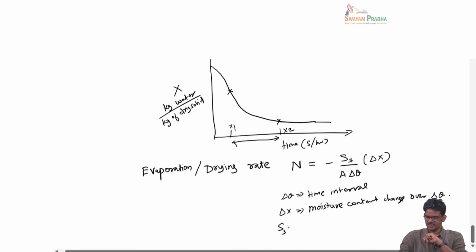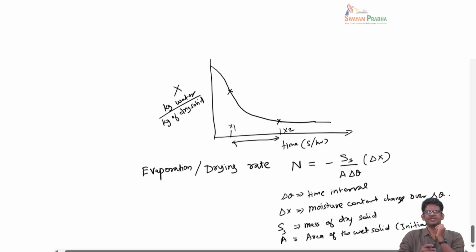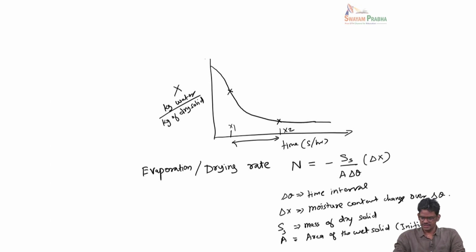and S here is the mass of dry solid, and A here is the area of the wet solid available initially before the drying happened. Whatever the amount of area, wet solid area that we have, that is taken as the area here.